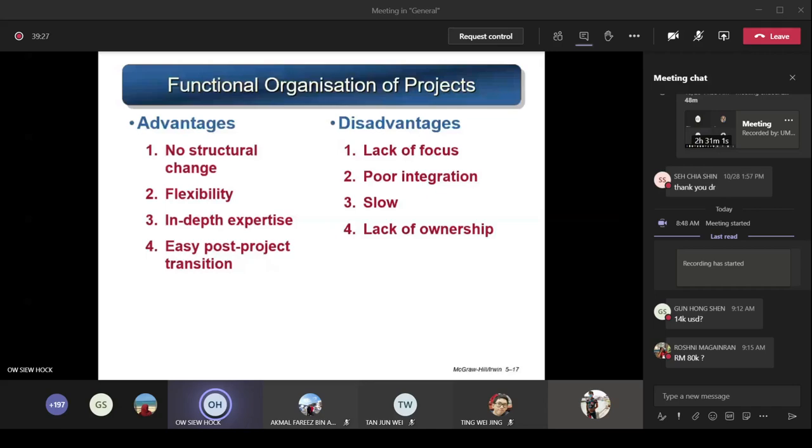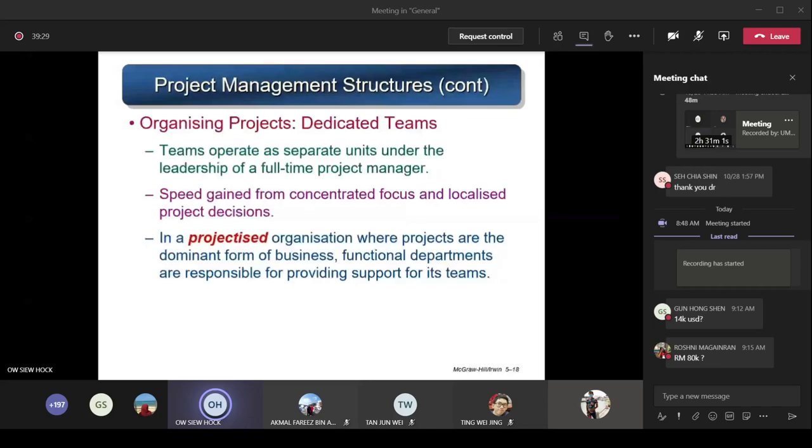The second one is called dedicated teams. Teams operate as separate units under the leadership of a full-time project manager. In this case, you choose one main person, called the project manager, and this project manager gets a team. These team members come from the different functional units, but they are dedicated to that project only, not doing other jobs.